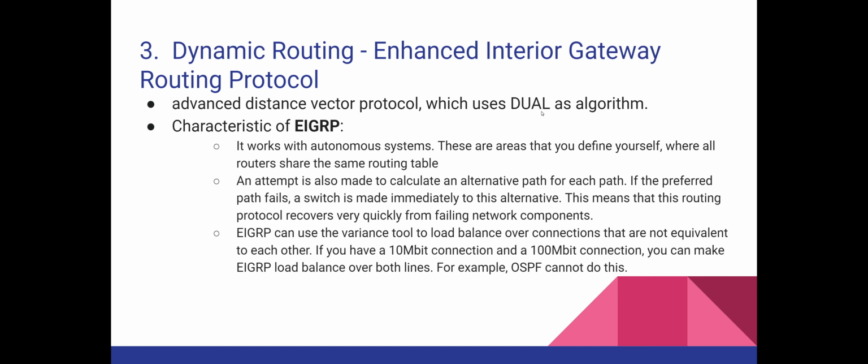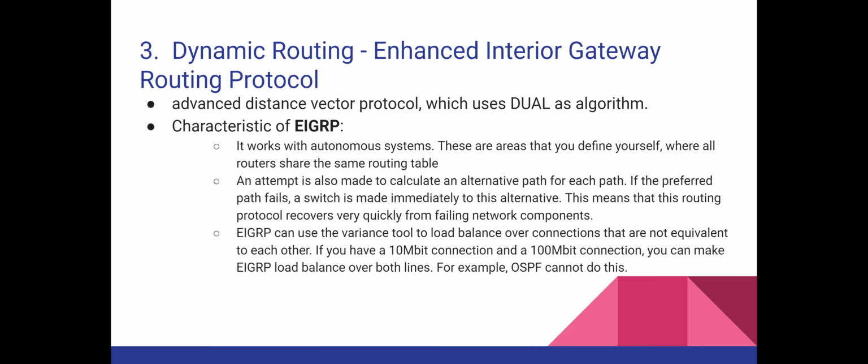The next protocol we're going to talk about is EIGRP, Enhanced Interior Gateway Routing Protocol. It's an advanced distance vector protocol. It uses DUAL as an algorithm. A characteristic of EIGRP is that it works with an autonomous system. These are areas that you define yourself, where all the routers share a routing table. So EIGRP and RIP are almost in the same ballpark.